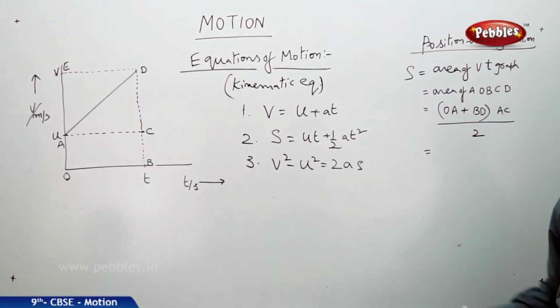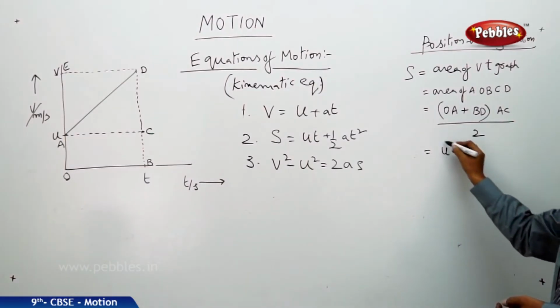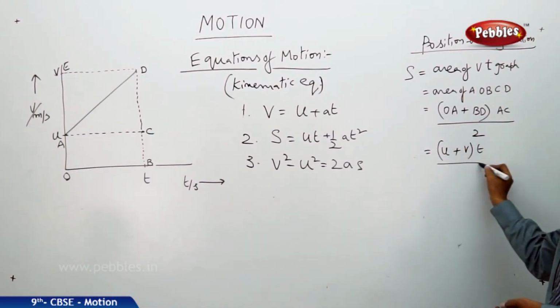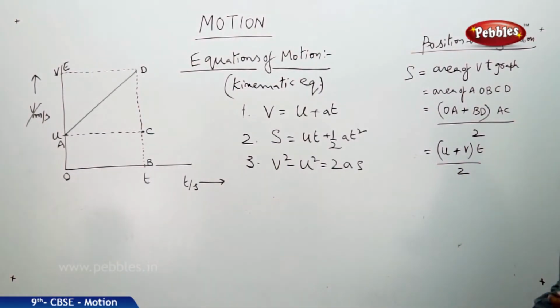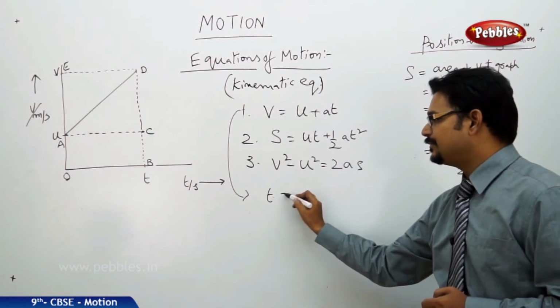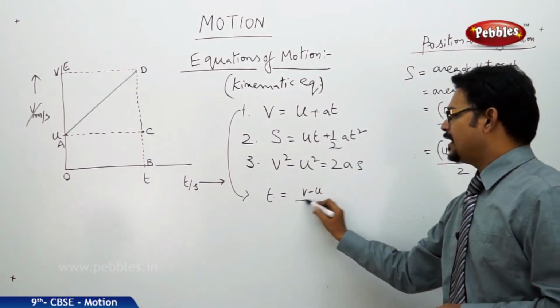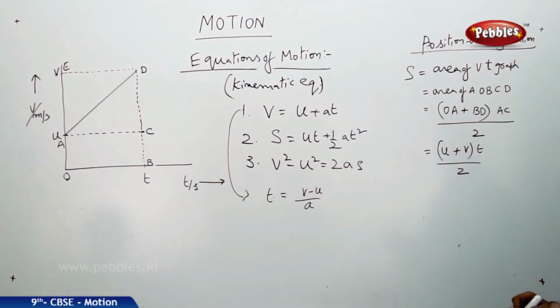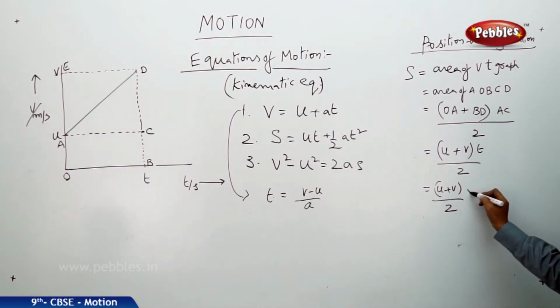This is the trapezium formula. Equals, what is OA? As I substituted in the earlier case, OA is nothing but U, plus BD is nothing but V, AC is T, by 2. Have we got the formula? No. Yet we need to solve. Now see, from this equation 1 again, what is the T formula? Take U to that side, so V minus U, and A comes to the denominator. So T is (V minus U) by A. So in the next step, instead of T, you write (V minus U) by A.